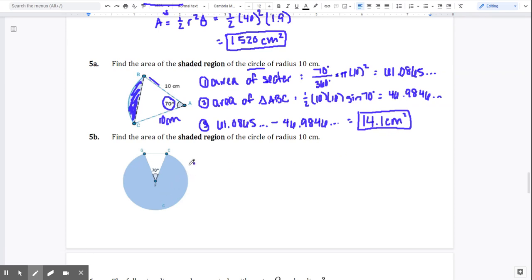For 5b, we're asked to find the area of the shaded region of the circle of radius 10. So they actually didn't write that in the diagram this time, but they did again show us that this central given angle at angle F is measured in degrees at 70 degrees. So this diagram is pretty bad. For all intents and purposes, let's assume that they are basically taking out this sector GCF. We're going to say that this is a sector.